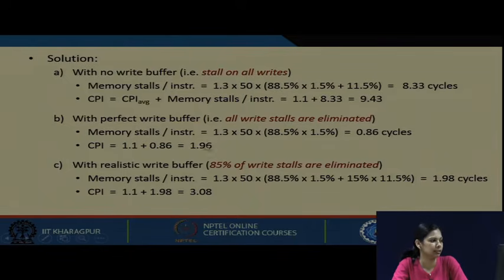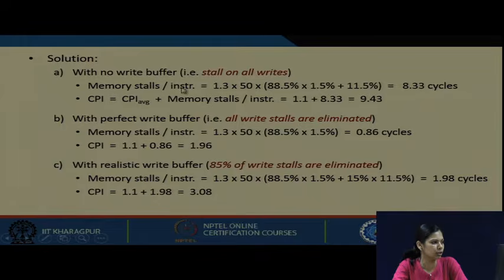Now, coming to the solution. In the first case, we consider that there is no write buffer. In this particular case, there will be a stall on all writes. Whenever there is no write buffer, we are not writing to a high speed hardware, rather we are writing to the main memory, or you can say the lower level memory. So, in that case, how do we consider the number of stalls? There will be stalls on all writes.